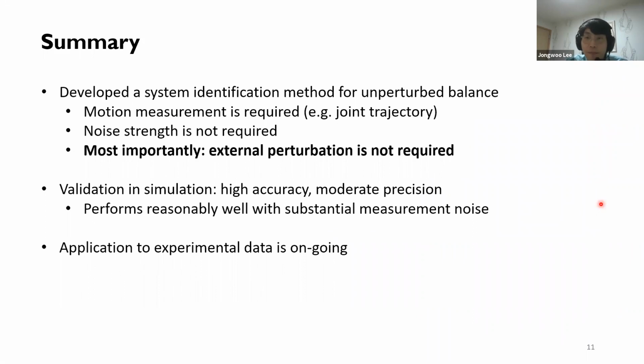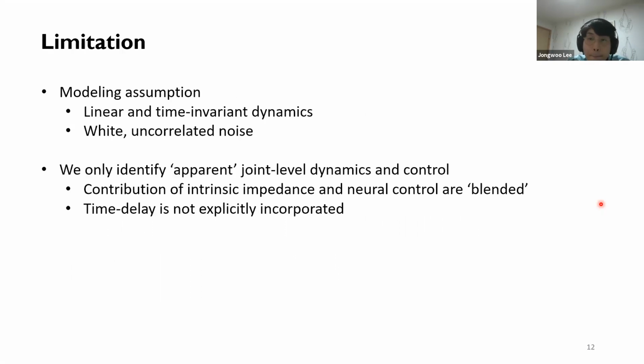So in summary, we have developed a system ID method for unperturbed balance, which does not require you to externally perturb human subjects. We validated this method in simulation, and applying it to real experimental data is ongoing. Of course, there are limitations. We assume linear and time-invariant dynamics and white uncorrelated noise, and each assumption may need validation.